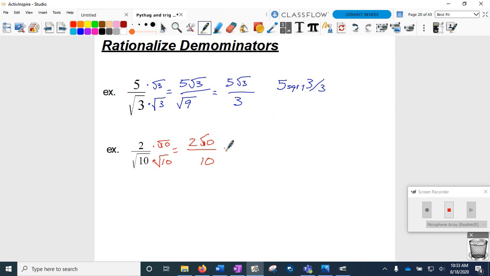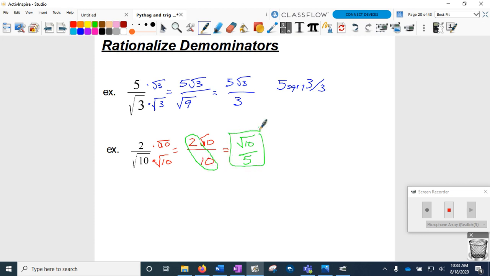Now, at this point, you have rationalized the denominator, but we always want to reduce our fractions, all right? Since 2 is an outside number and 10 is an outside number there in the bottom, I'm going to reduce that fraction. 2 goes into 2 one time, and 2 goes into 10 5 times. So really, this becomes square root of 10 over 5. I just reduced that, okay?